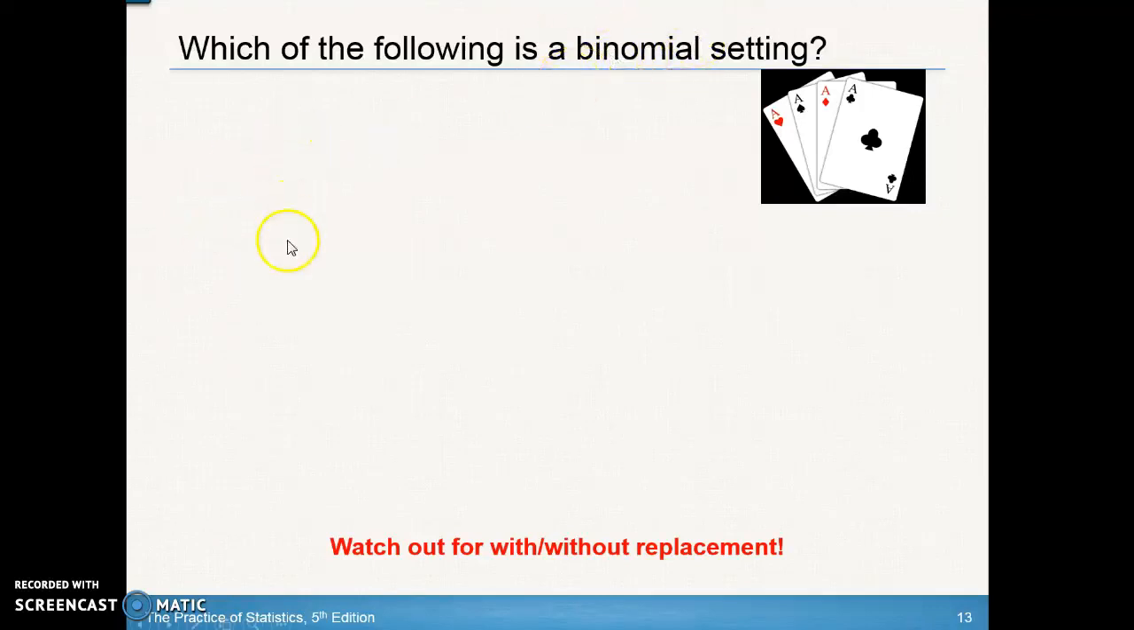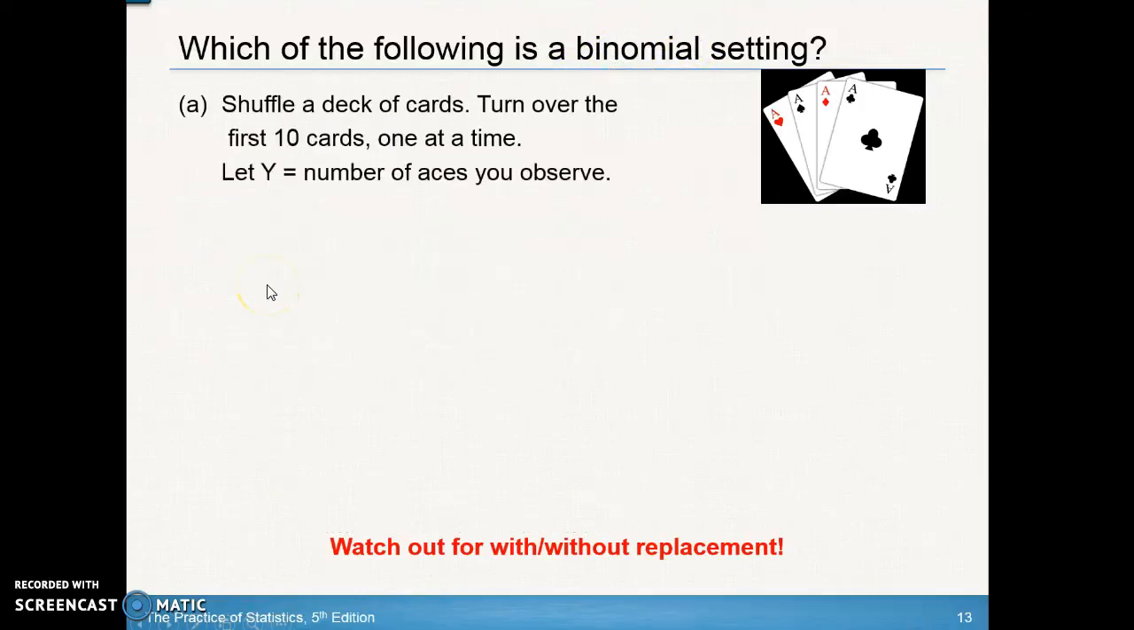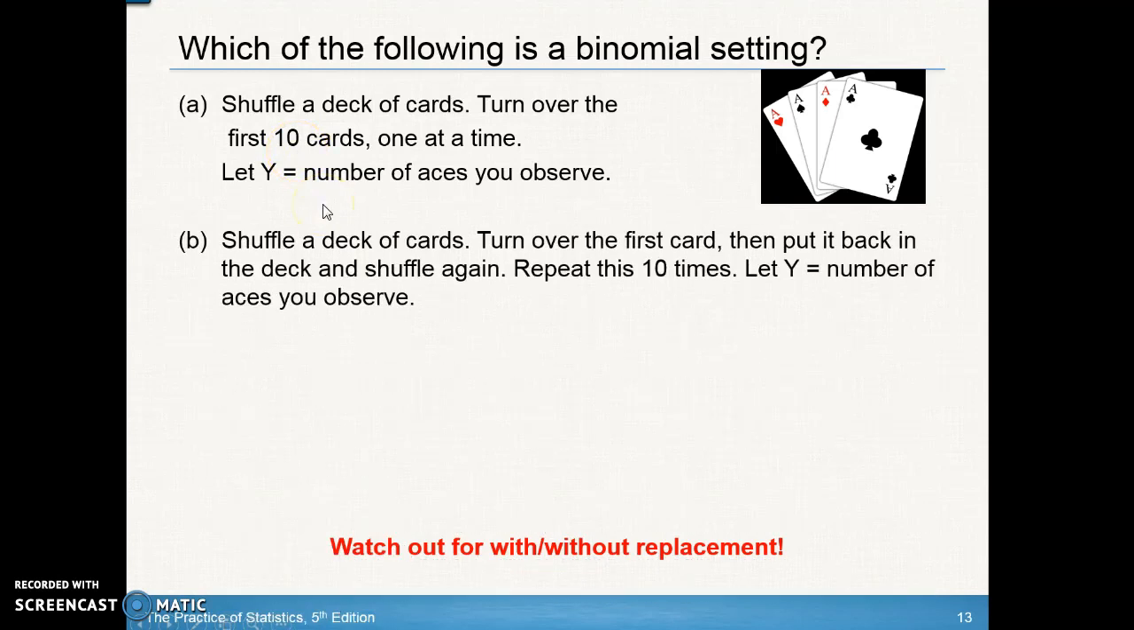Okay, so let's take a look at the following two scenarios and decide which of the two is a binomial setting. Let's say we shuffle a deck of cards. We turn over the first 10 cards one at a time. We're defining Y, our random variable, to be the number of aces that you observe. So notice you're taking the first 10 cards out of the deck, you're turning them over one at a time. How's that different from the second scenario?